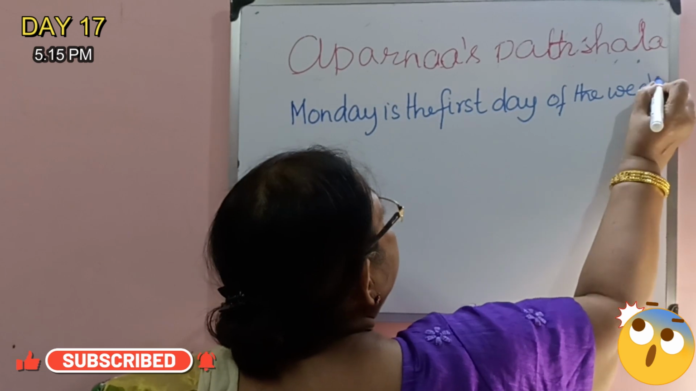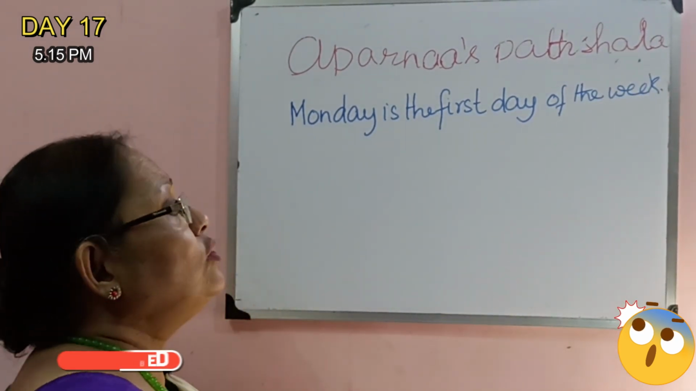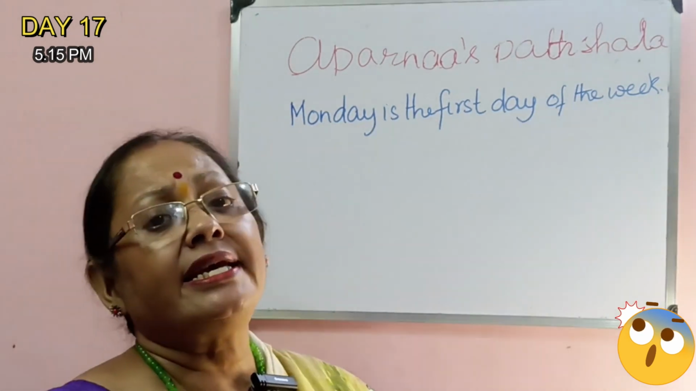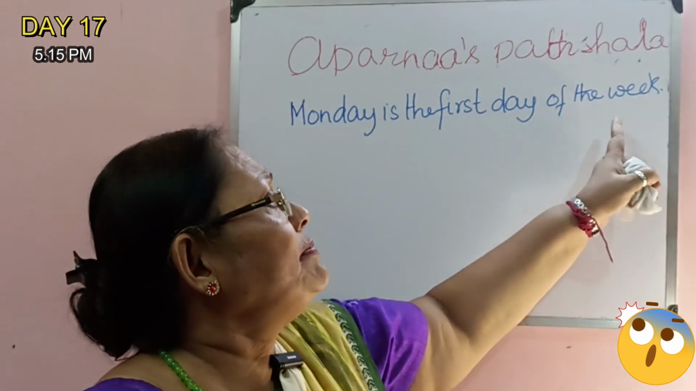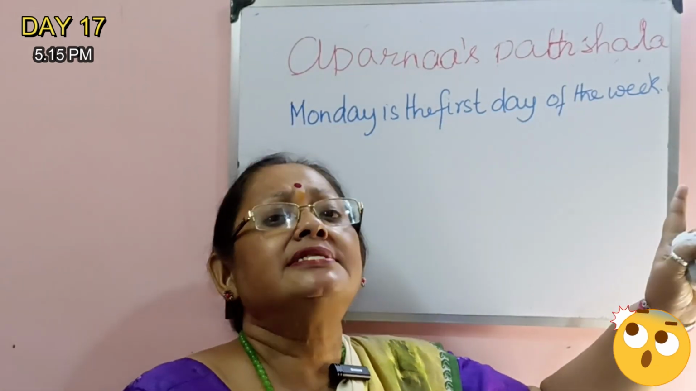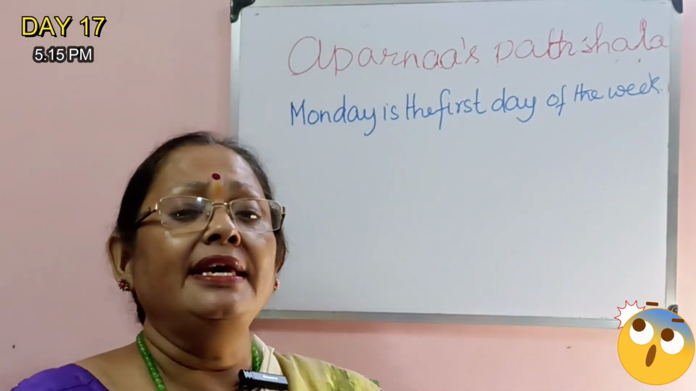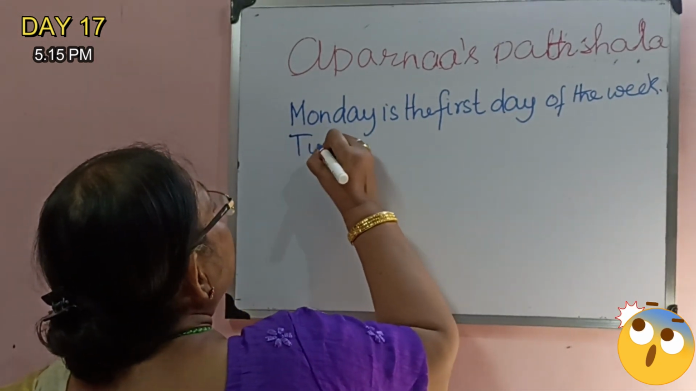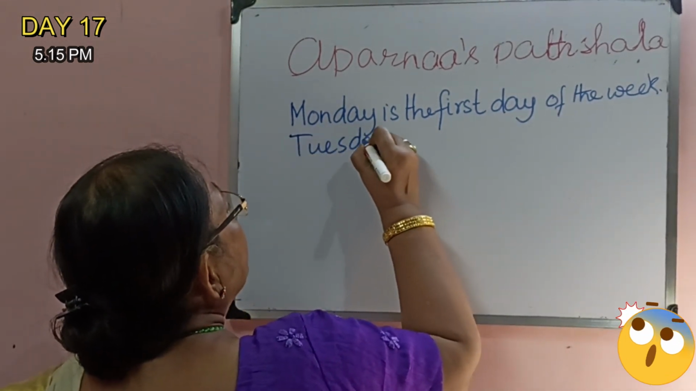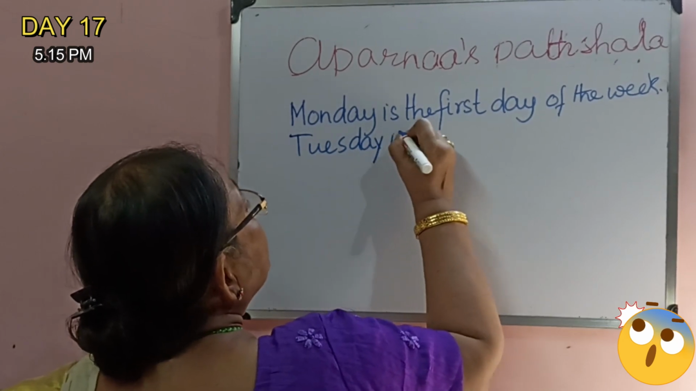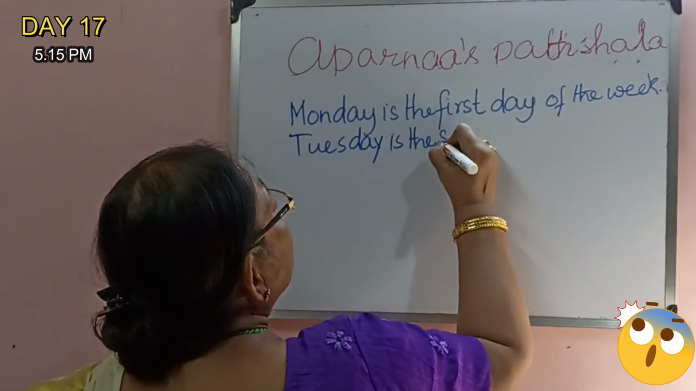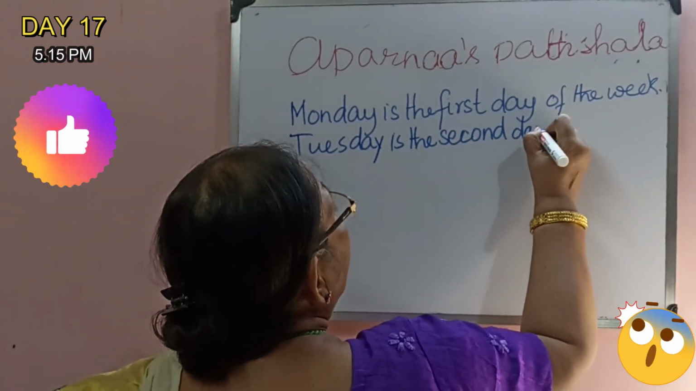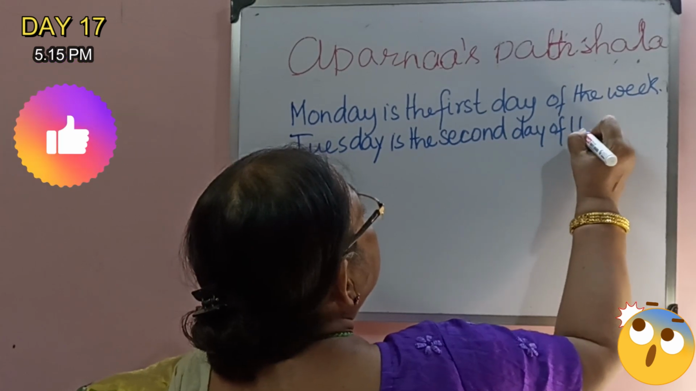Next, W-E-E-K, week. Don't write W-E-A-K, week, or else W-I-C-K, week. The spelling of this word week is W-E-E-K, week. Next comes Tuesday, T-U-E-S-D-A-Y. Tuesday is the second day of the week.